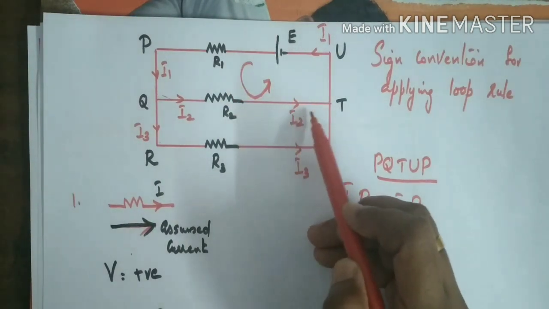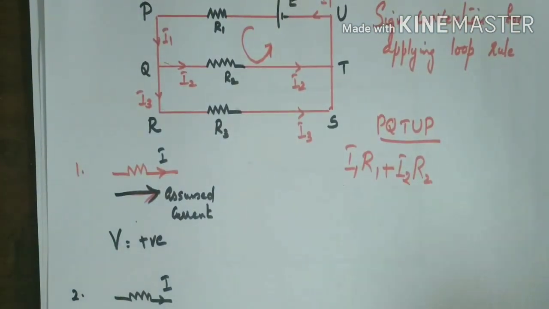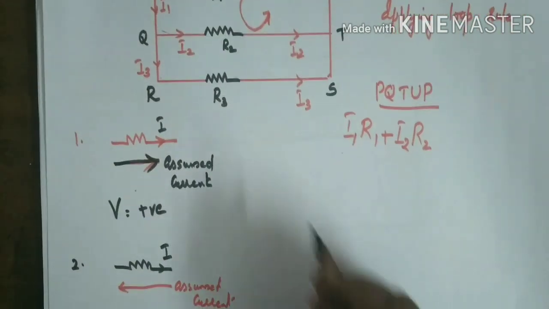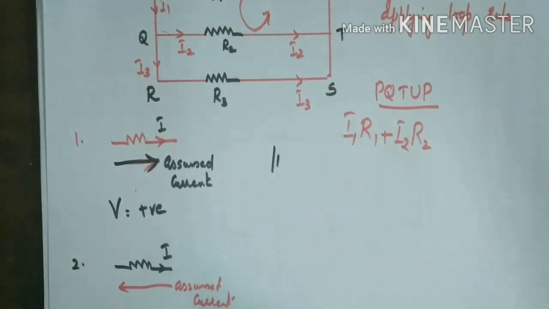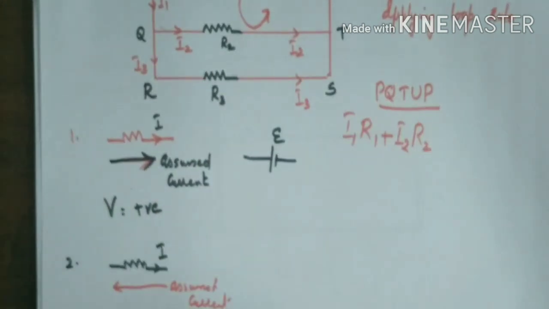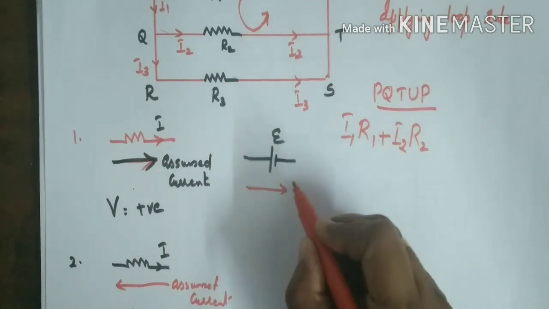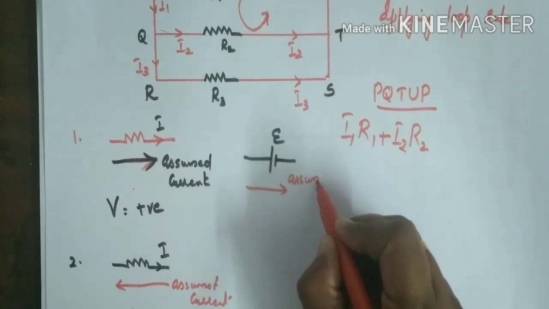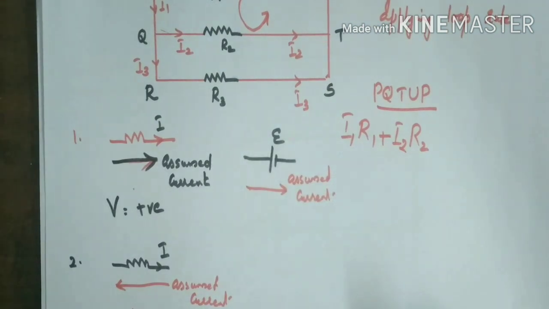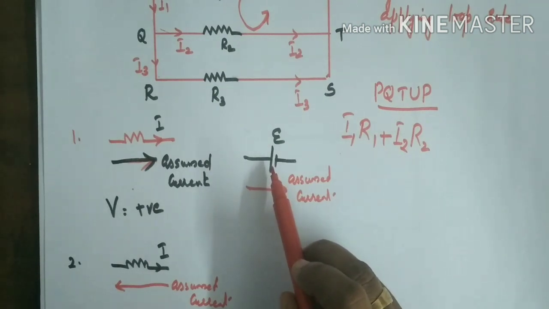Now comes which one? The cell. In a cell, there is again another sign convention. The sign convention is, if the cell is here, this is a cell. Let E represent the EMF of the cell. If a cell is considered, let this be the assumed direction of current. Okay, so the assumed direction of current is here, the cell is taken under consideration.